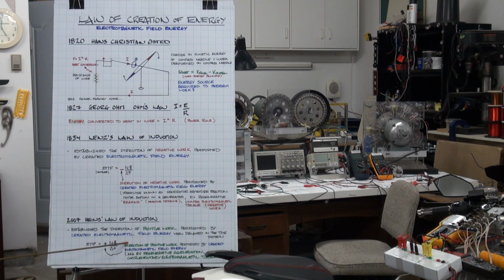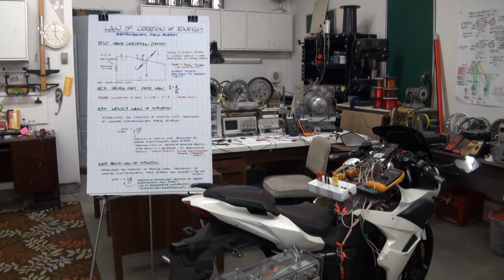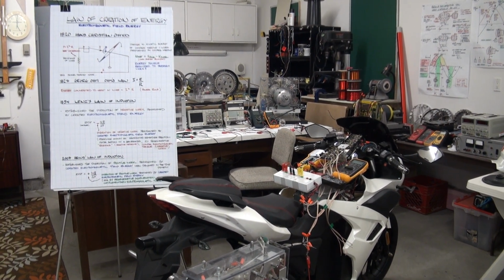So the plus sign denotes the direction of positive work performed by created electromagnetic field energy, otherwise known as EV regenerative acceleration, complementary electromagnetic torque, and positive work. So the law of creation of energy is the new law of physics that we will be introducing to the IEEE in 2021.